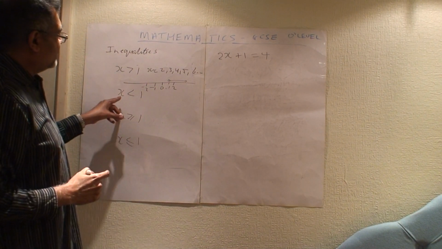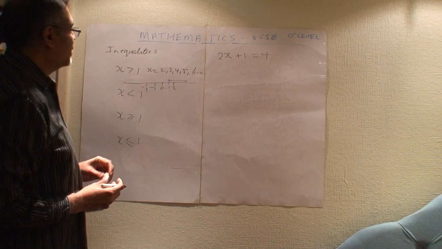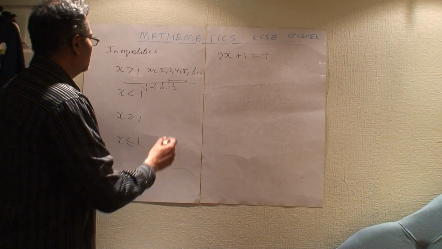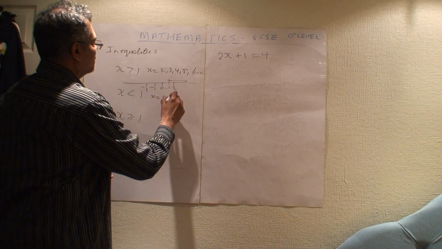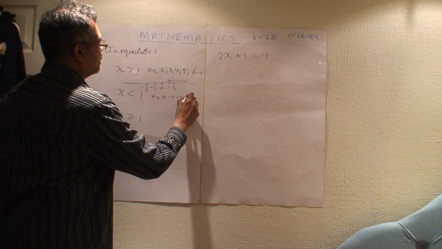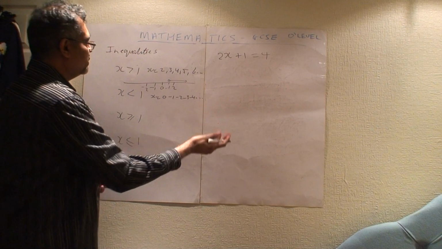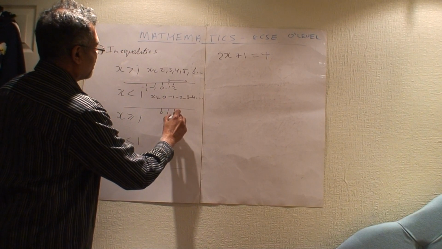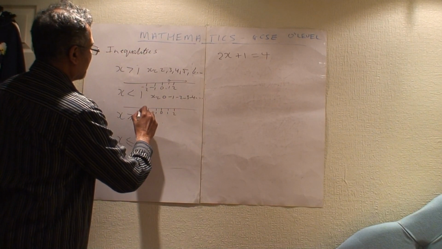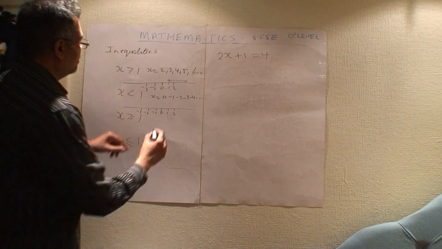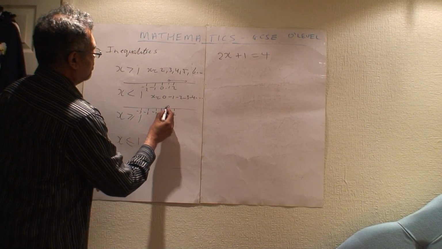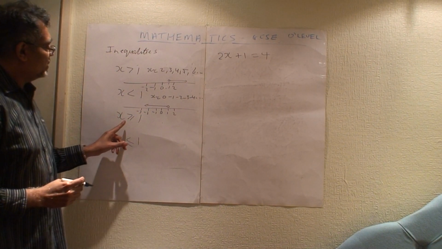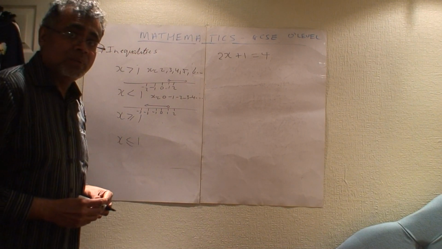The next one is x is less than 1. That means any value that is less than 1. So x can be 0, minus 1, minus 2, minus 3, minus 4, and it goes down to infinity. And on the number line, we start at 1, we put a circle here, we put the arrow in this direction because x is less than 1.